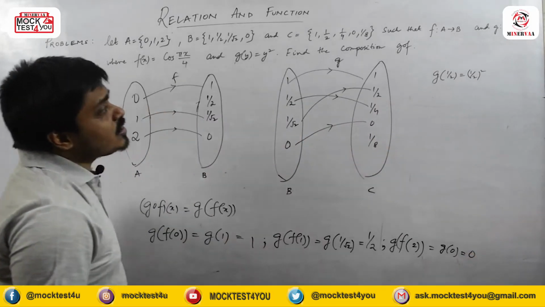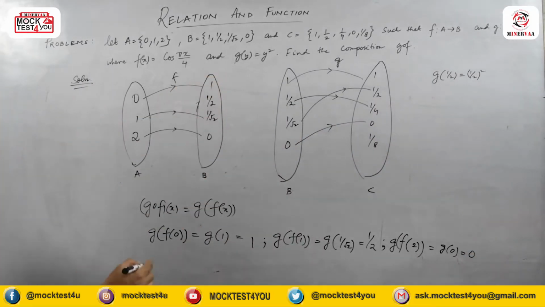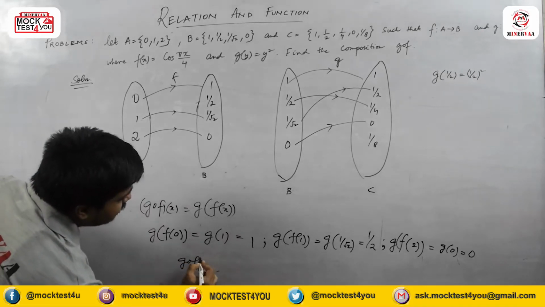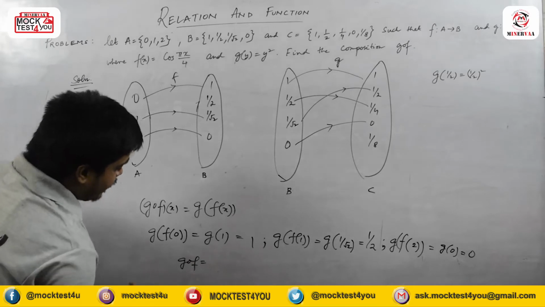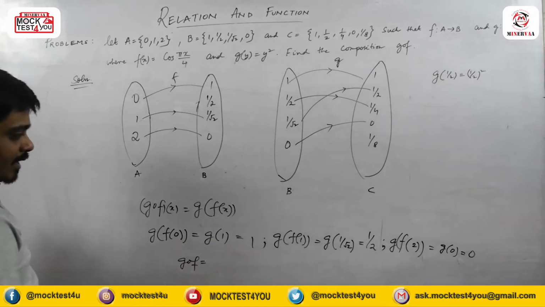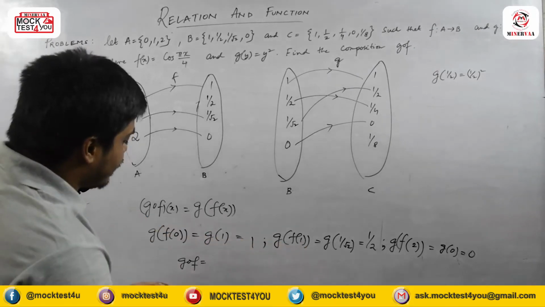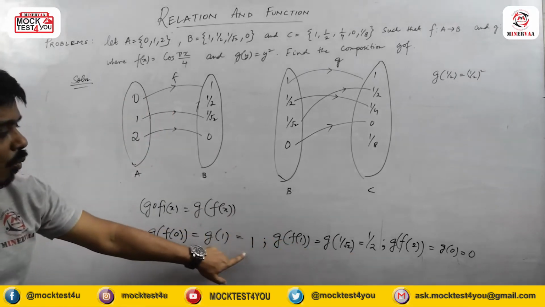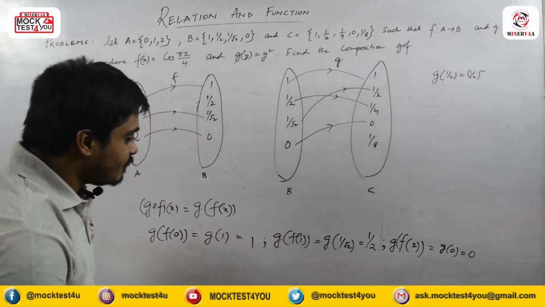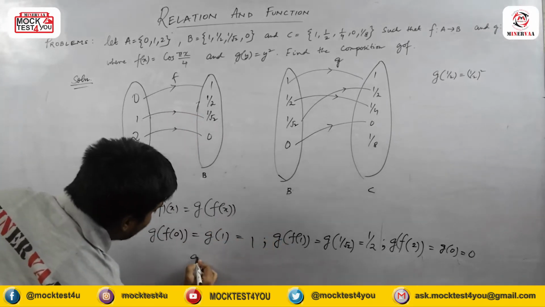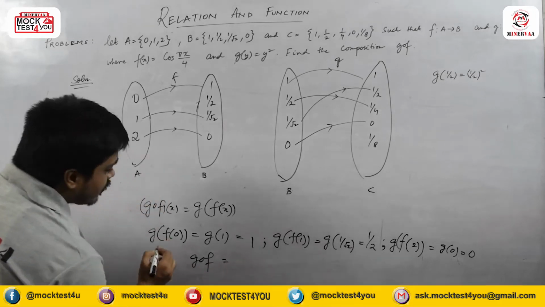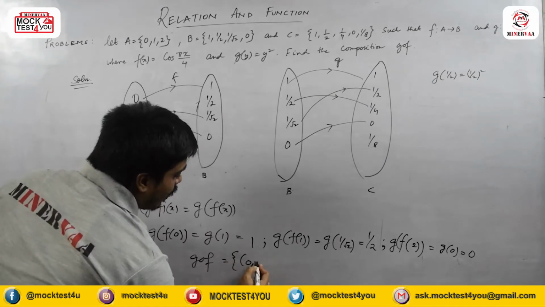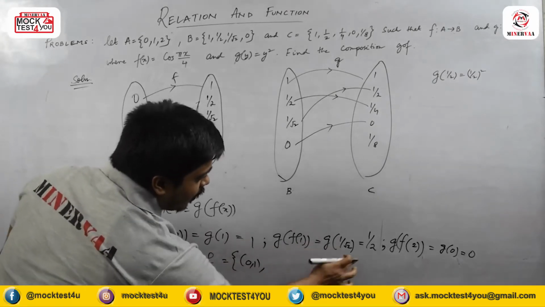So the composition g of f is given by, if I write the answer, g of f is equal to 0 comma 1, 1 comma 1 by 2, and 2 comma 0. That's the answer. So the composition g of f is {(0,1), (1,1/2), (2,0)}.